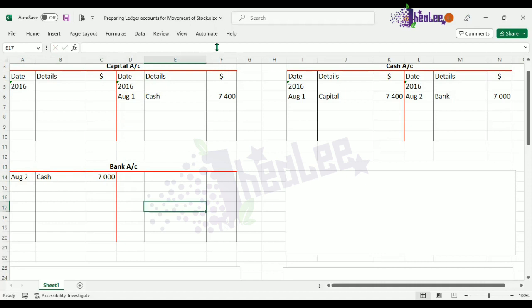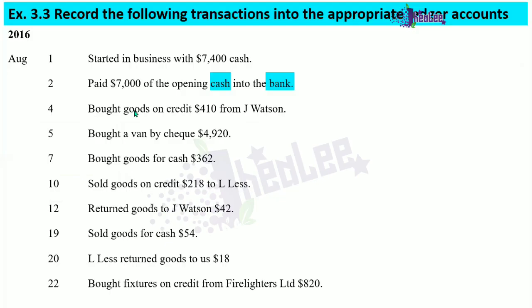Our next transaction reads August 4th, bought goods on credit, $410 from J. Watson. So we're seeing where goods are purchased. So the account affected is purchases on credit from J. Watson. So therefore, the other item affected is J. Watson because we're now owing J. Watson for those goods that we have not yet paid for.